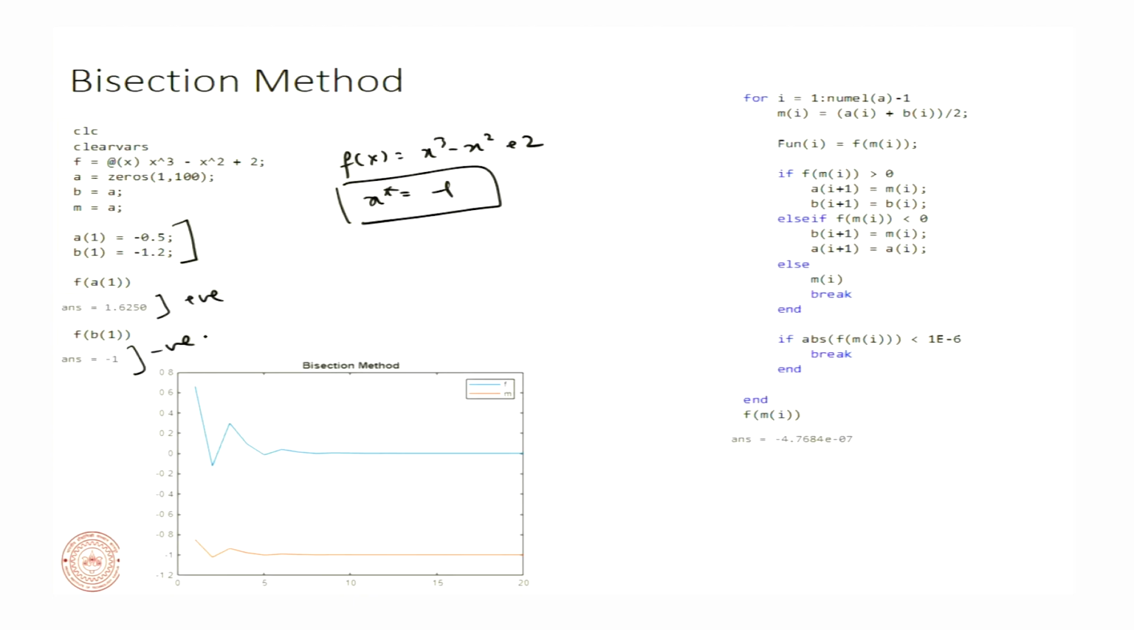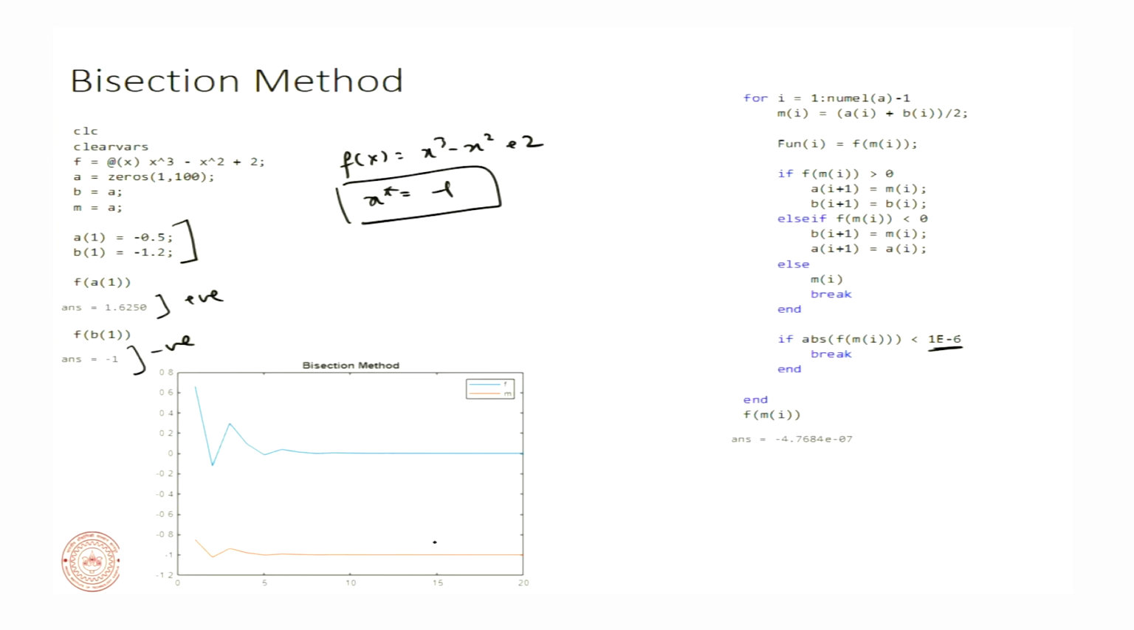If you look at the algorithm, we start by taking m i as a i plus b i by 2, that is, a plus b by 2. We put it into the function and get the function value. If the f of m value is greater than 0, then we keep the same b value and substitute a. If it is less than 0, then we keep the same a value and substitute b; else the loop is broken. We check whether it has converged, and our tolerance is 10 to the power minus 6. So, this is our example.